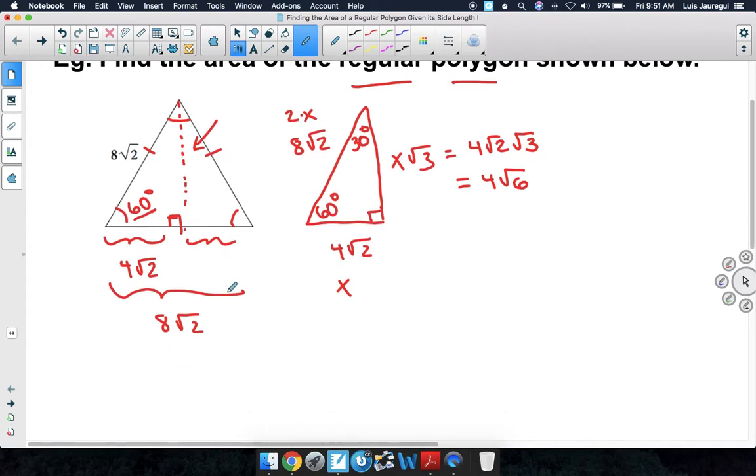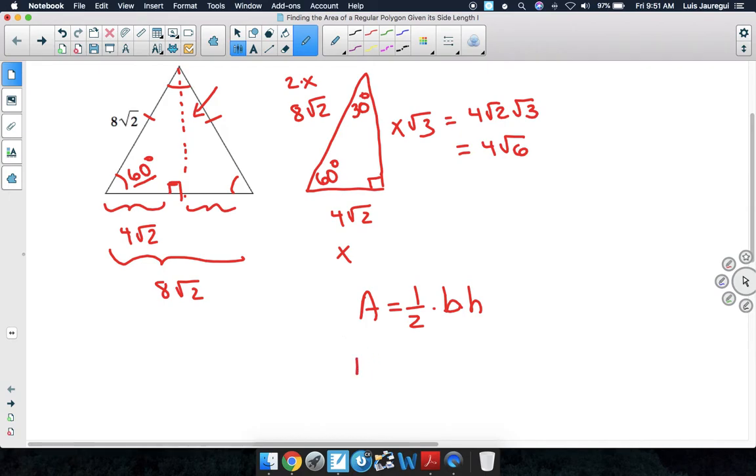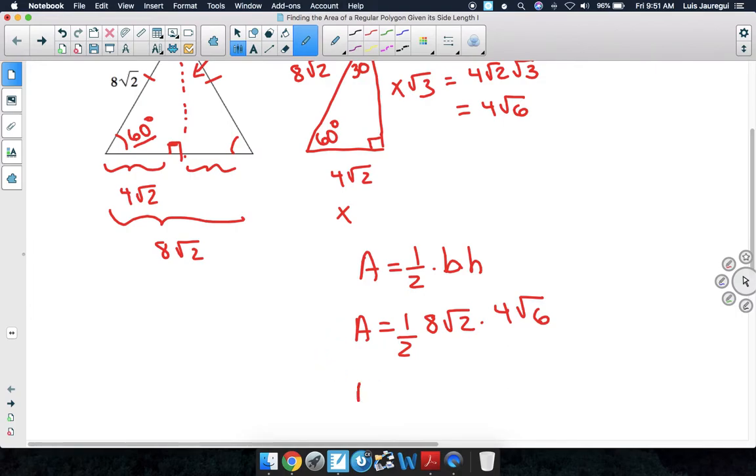Now that we have both the height and the base, we can say the area of the triangle is 1/2 times base times height. In this case, the area is equal to half of the base, the base being 8 square root of 2, times the height, which is 4 square root of 6. Now, half of 8 is simply 4, so we have area equals 4 square root of 2 times 4 square root of 6. Multiplying 4 times 4, we get 16, and square root of 2 times the square root of 6 becomes the square root of 12.